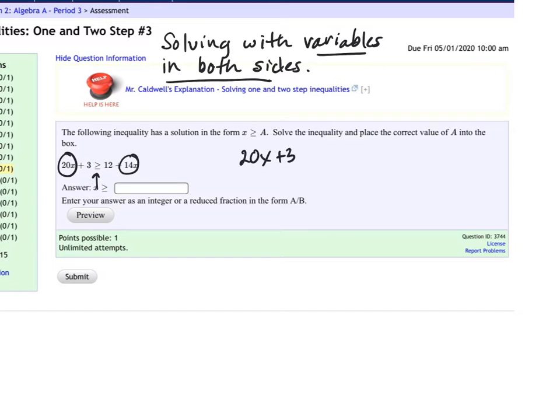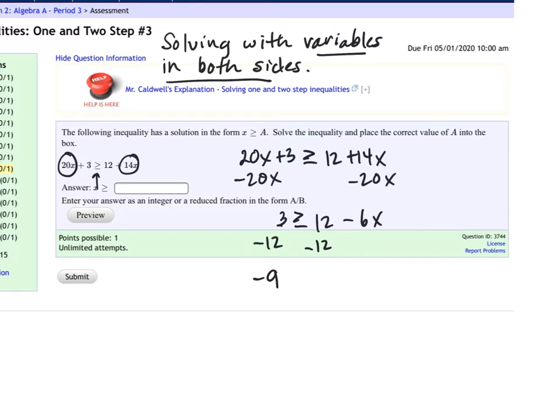20x plus 3 is greater than or equal to 12 plus 14x. So I'm going to eliminate one of the variables, and I'm going to subtract 20x from both sides. All right, I get 3 is greater than or equal to 12 minus 6x. I'll take a 12 off each side. Now I have negative 9 is greater than or equal to negative 6x.